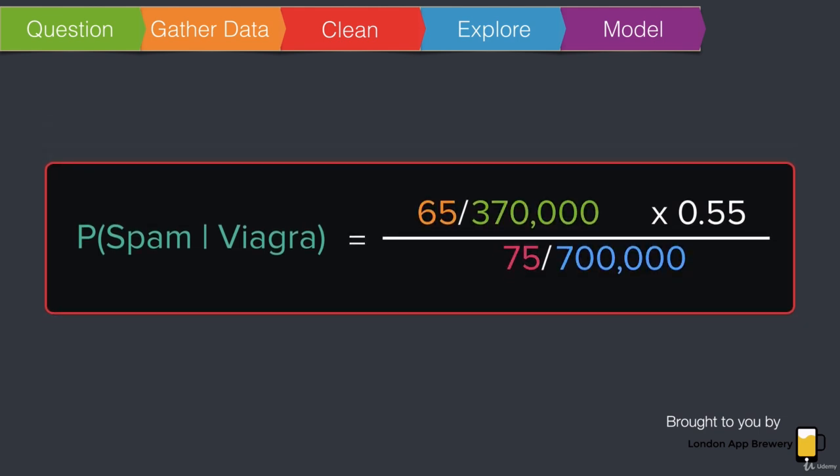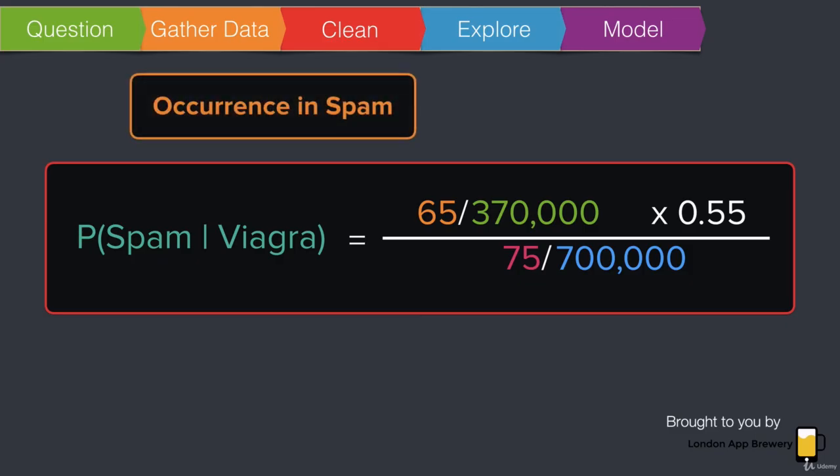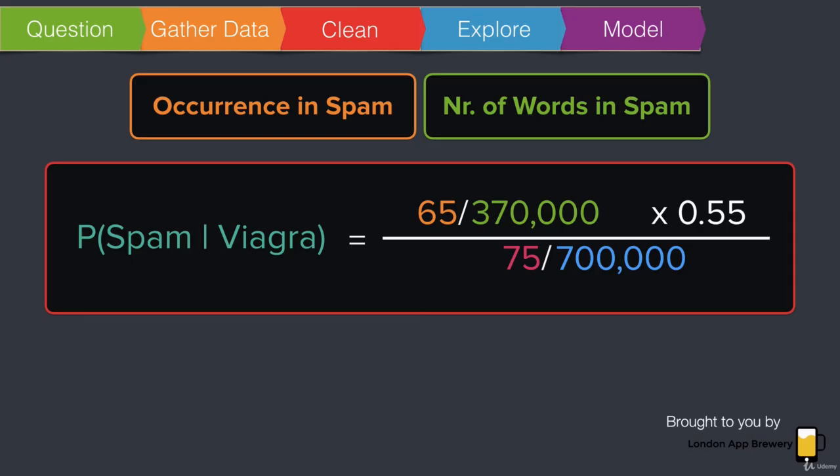So what are these numbers that we need to work this out? The first number at the top is how often the token in question, in this case the word Viagra, appears in spam emails. The second number is the total number of words in spam emails. The third number is the probability of spam emails occurring in the first place. On this slide, I've put this number at 55%, but we'll actually work this out from our training data.